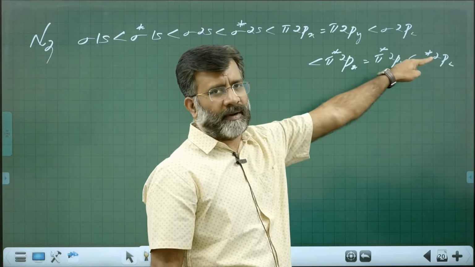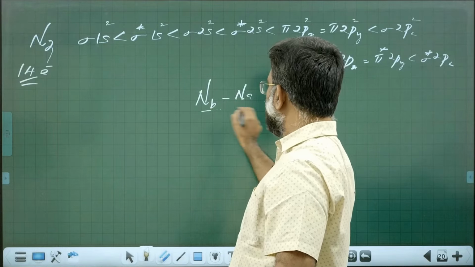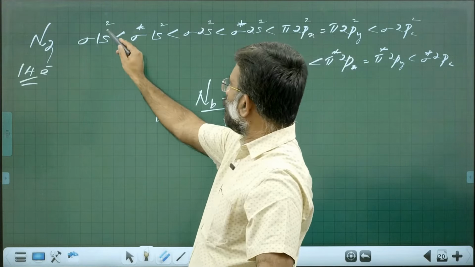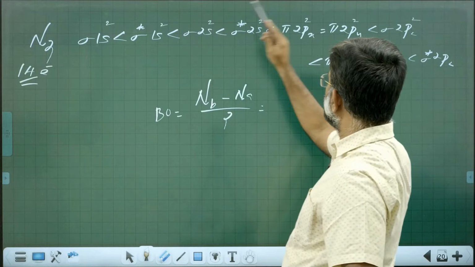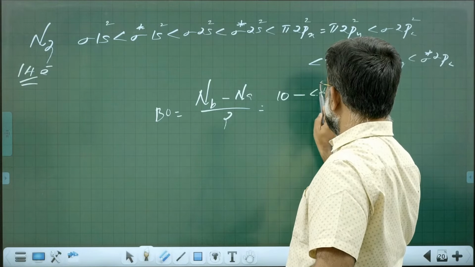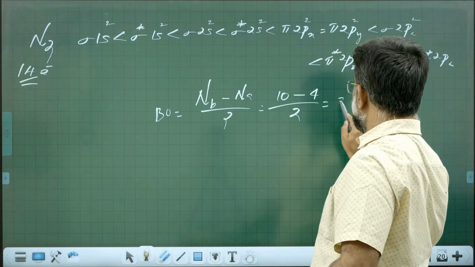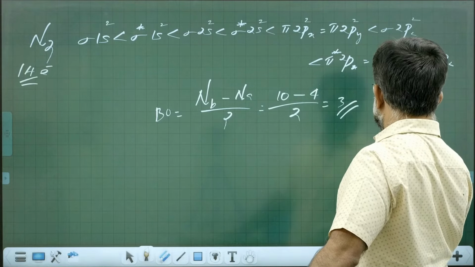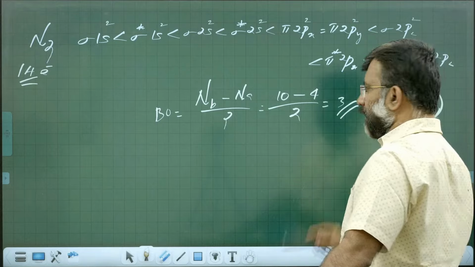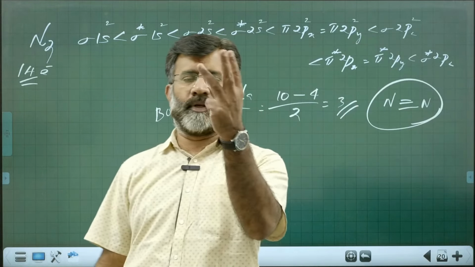What is the bond order? Nb minus Na by 2. What is Nb? 2, 4, 6, 8, 10. So it is 10 minus 4 by 2. You are getting 3, and it is an N triple bond. Bond order is equal to 3.